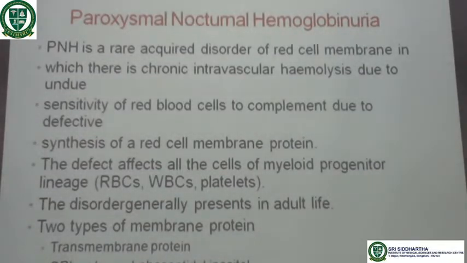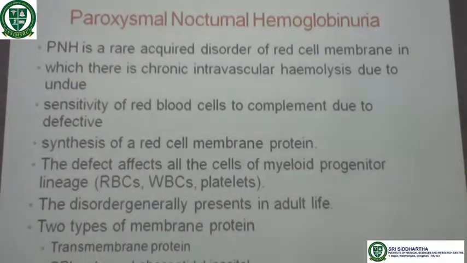So the patient has sudden paroxysmal nocturnal hemoglobinuria. In the night, hemoglobin suddenly appears in the urine. So whenever in the morning he goes to the toilet, he sees red or brown colored urine. That is due to the presence of hemoglobin, and this condition is known as paroxysmal nocturnal hemoglobinuria.